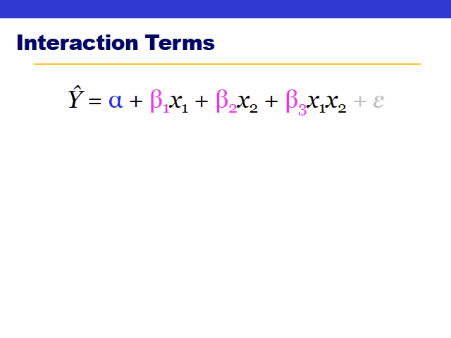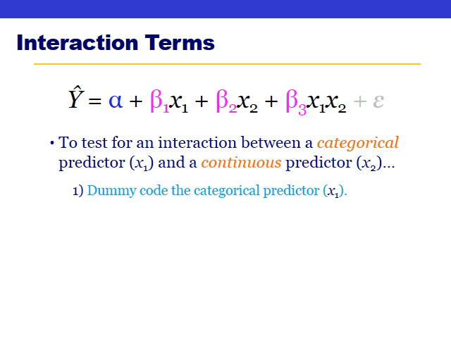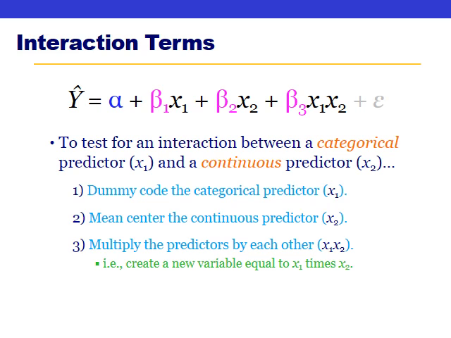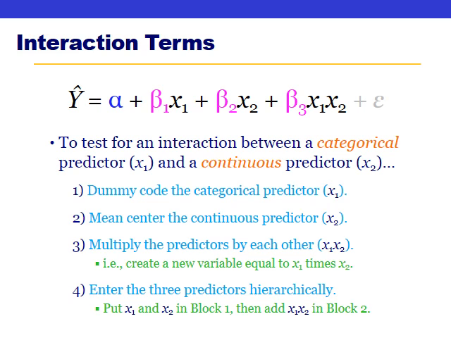And then we talked about 4 steps to building and testing an interaction. First, we dummy code the categorical predictor. Then we mean center the continuous predictor. To calculate the interaction term, we literally just multiply one by the other. And then when we build the model, we're going to build it hierarchically. So we're going to put just the 2 predictors in block 1, and then we're going to add the interaction in block 2.